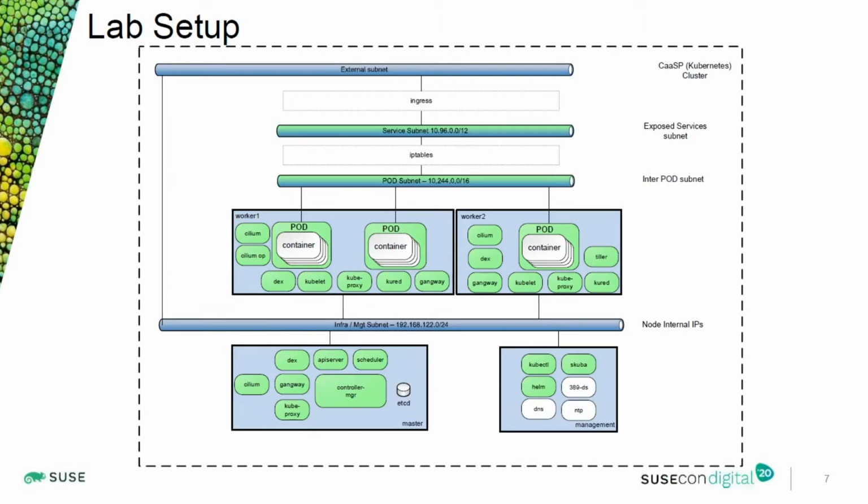Indeed, in this picture, I've depicted the lab setup that I've deployed for this demo, with one master, two workers, and one management node where you will find administration tools such as Helm or the 389 DS directory server. Besides that, the network setup is very standard as you will deploy SUSE CaaS Platform.